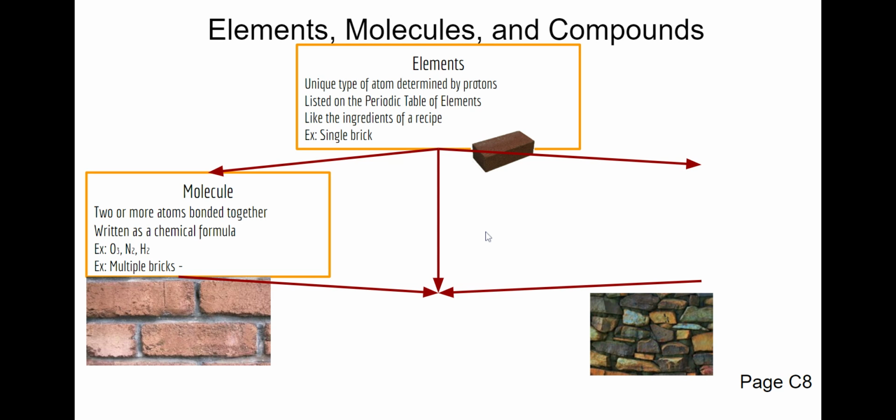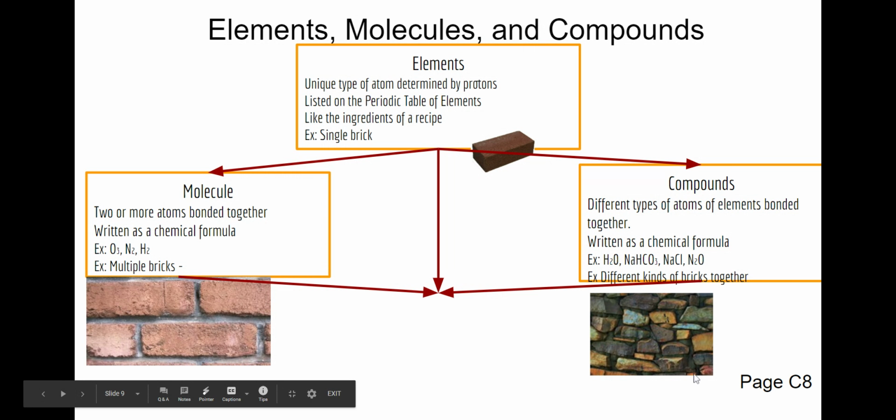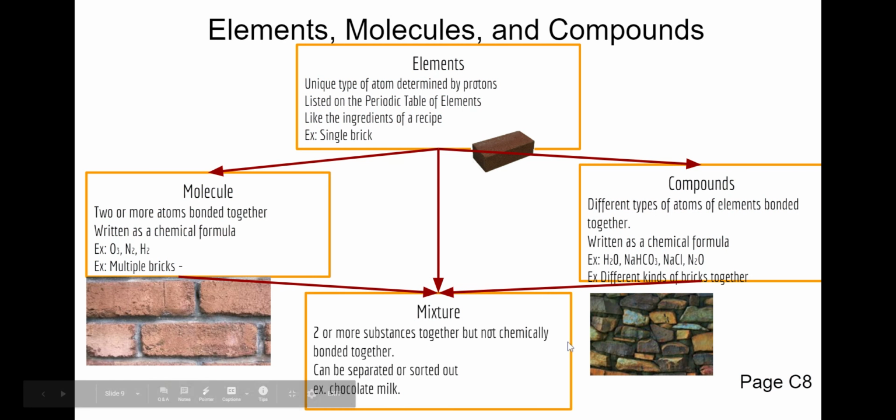The third box we're going to draw into our flow chart are compounds. Now, compounds are special types of molecules that have different types of atoms of elements bonded together. They're written as a chemical formula as well. And the examples are H2O, NaHCO3, NaCl, N2O. And the analogy here is that you can have compounds that are made up of different elements, right? Each one of these different bricks represents a different element, and the mortar between them chemically bonds them together.